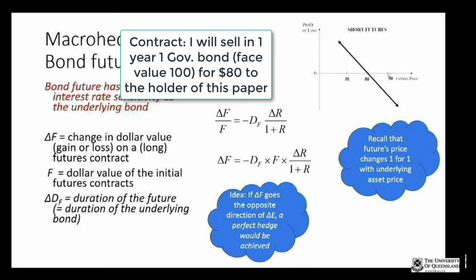If in the market the bonds are worth $90, are we happy or unhappy? Unhappy, right? Because we could have sold our bonds in the market at $90, but unfortunately we have a contract that says we have to sell them at $80, let's say in 1 year's time. So we are now unhappy if bond prices go up.